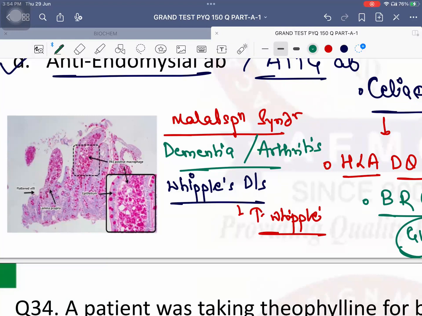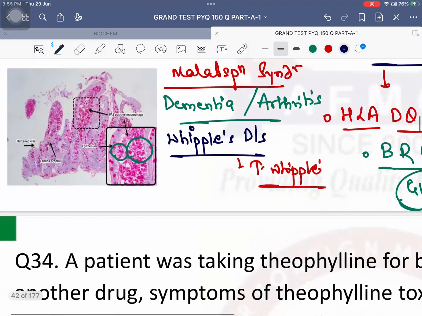Here also the most common site affected is the duodenum. Investigation of choice is again a duodenal biopsy. But on duodenal biopsy, what is usually seen? What is this pink color that is visible? Very good. These are PAS positive macrophages. Now, who comes to eat the bacteria?